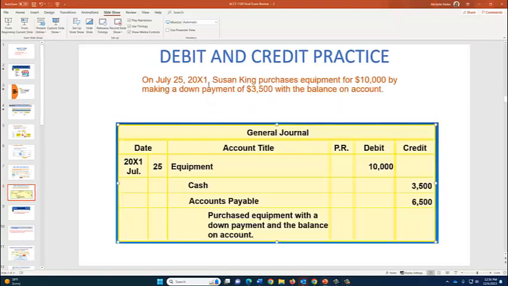In another example, we have Susan King purchasing equipment for $10,000 by making a down payment of $3,500 with the balance to be paid on account. So Susan received equipment valued at $10,000, so we're going to debit equipment for $10,000. She made a down payment of $3,500 in cash, so cash will be decreased by $3,500. The balance of $6,500 is owed, so we're going to credit accounts payable to increase it by $6,500.